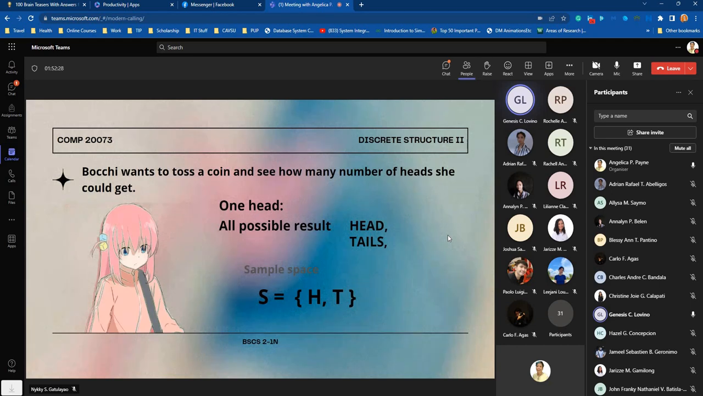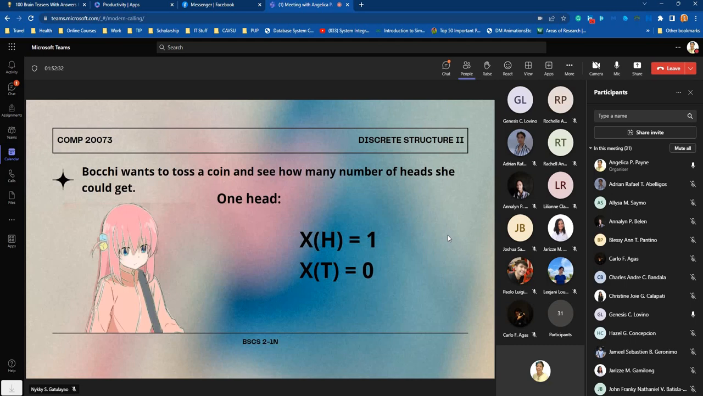So our random variable na usually display natin is X of H is equals to 1 and X of T is equal to 0. Bakit 0 yung X of T? Kasi wala siyang number of heads. X of H, bakit 1 siya? Is because isa yung heads na pinakita. Let's say for example, we want to toss twice in a row, like 2 coins.